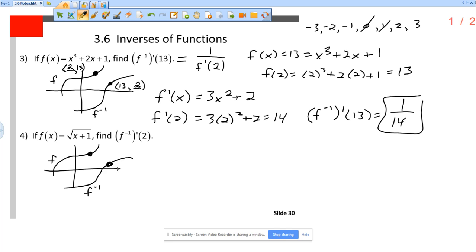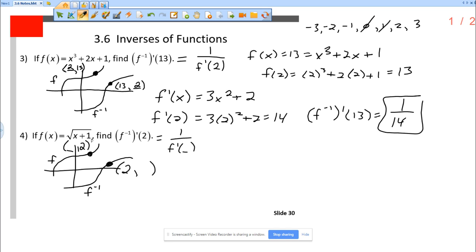Doesn't matter which one I call which, but okay, so now I label those points here and over here. All right, so f inverse prime of 2. I want the slope of the tangent to f inverse at x equals 2, which means 2 is the y value on f. Now I need to know the x value, because f inverse prime of 2 is going to be 1 over f prime of whatever that missing x value is.